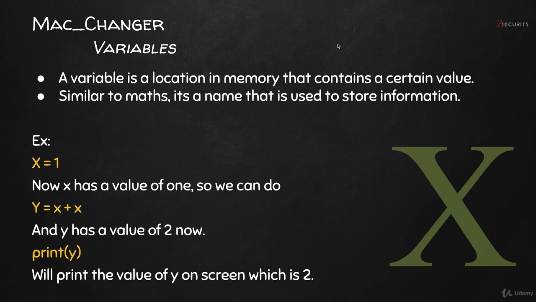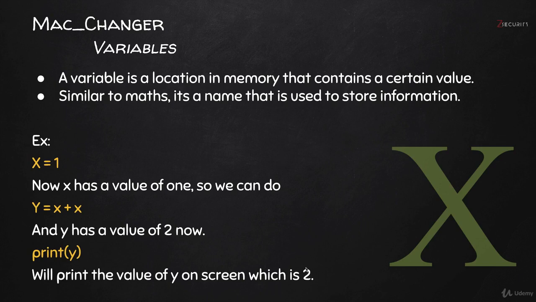So you can think of a variable as a box that contains a certain value, or as a container that contains a certain value. Now, a very simple example that I have here is we can just do in Python, set x equals 1, then x will hold the value of 1. So you can say y is equal to x plus x. That means y is equal to 1 plus 1. Then y is going to have a value of 2. And then you can print y and you'll see 2 on screen.